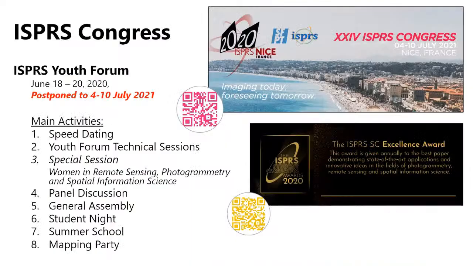The ISPRS Congress is one of the biggest gatherings in our scientific community, which is held every 4 years. The Congress hosted a virtual event for all papers submitted this year and postponed the in-person meeting for 2021. During the Congress, the consortium will be hosting a 3-day youth forum, which will feature the following activities: speed dating, technical sessions, a special session on women in remote sensing, photogrammetry, and spatial information science, a panel discussion, the General Assembly for our members, a student night, another summer school, and will co-organize a mapping party.